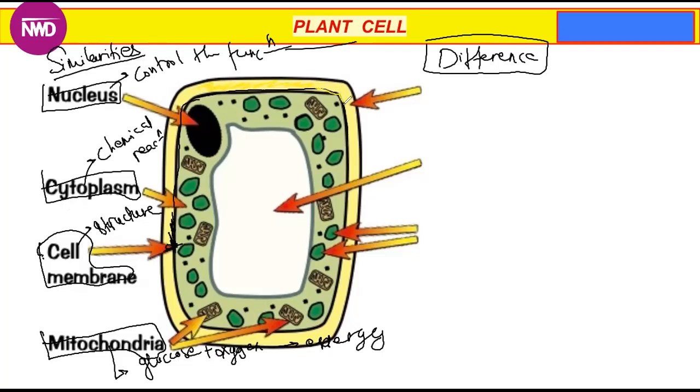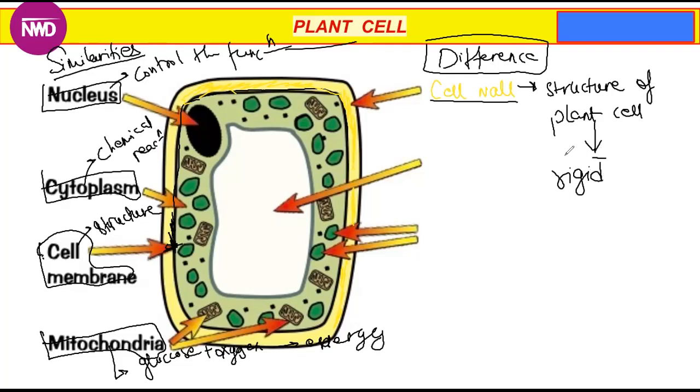This whole portion is an extra layer in the plant cell. I hope you see it outside the cell membrane. What is this extra portion called? This extra portion is known as the cell wall. Let me change the color. It's a cell wall. Fine. What does this cell wall do? It also maintains the structure of the plant cell, but it is very rigid. Rigid means it is made up of a hard material.